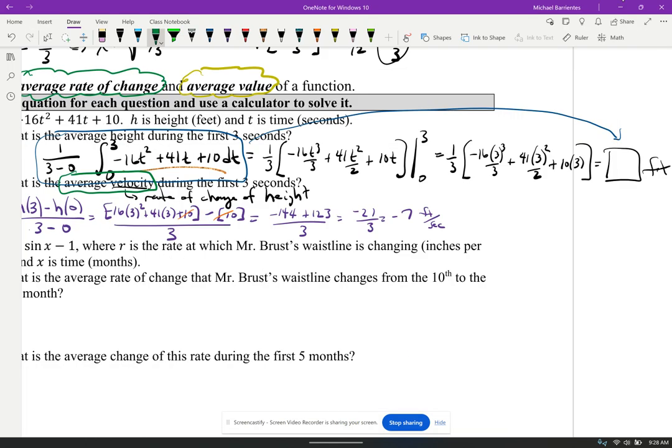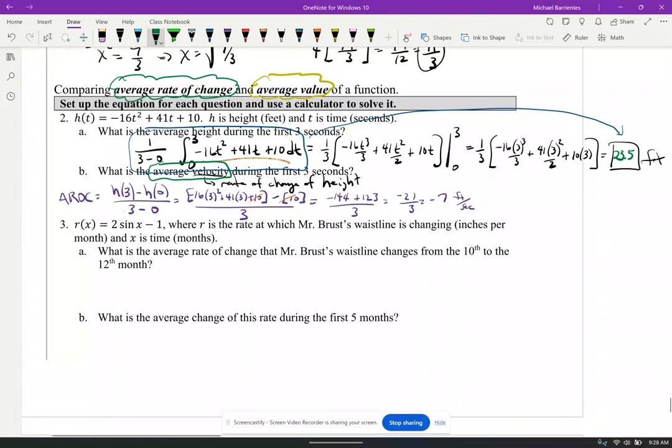So 23.5 was the average height. Now, in the second problem, the other thing I wanted to point out is that we figured out this question by using the height formula, realizing that it's asking for the average velocity, so it's asking for the average rate of change of the height. So we did the average rate formula. However, if I had the velocity function, I could have done the average value of a function formula, which we did in letter A, but that means I would have to have the velocity function.